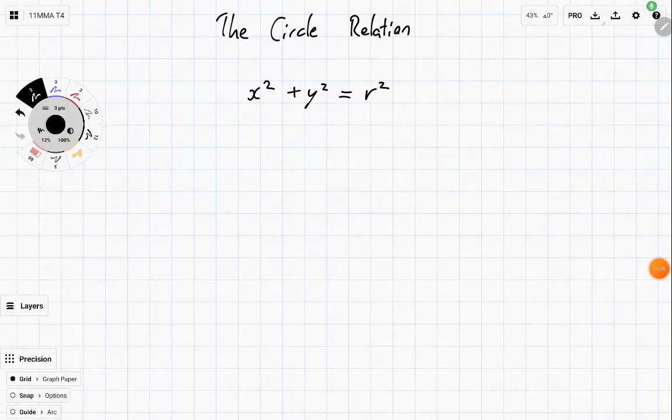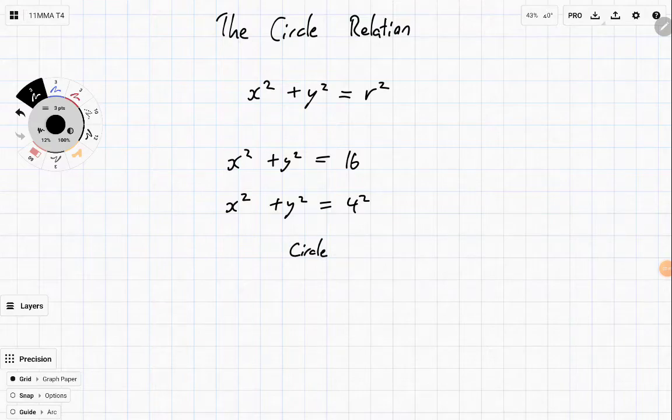So let's imagine we have x squared plus y squared equals 16. Well, 16 is really just 4 squared. So this is going to be a circle with the center at the origin with radius 4. Basically meaning from the origin, you're going to go 4 to the right, 4 up, 4 down, and 4 to the left. So let's have a sketch.